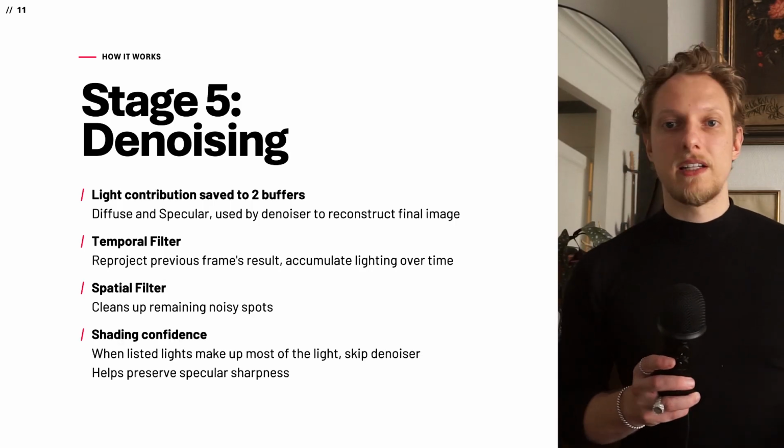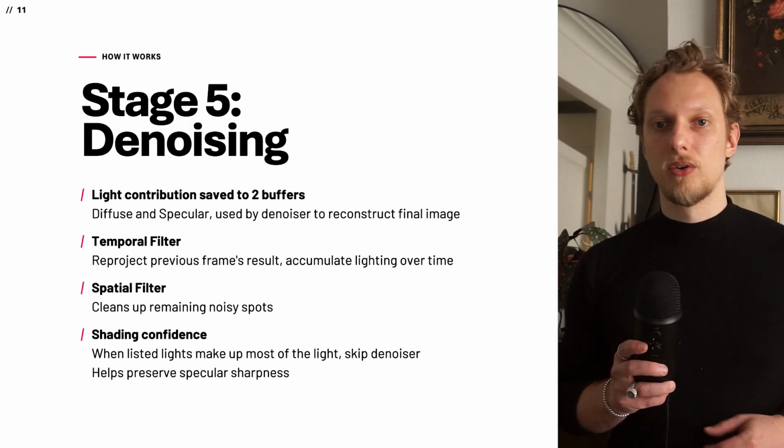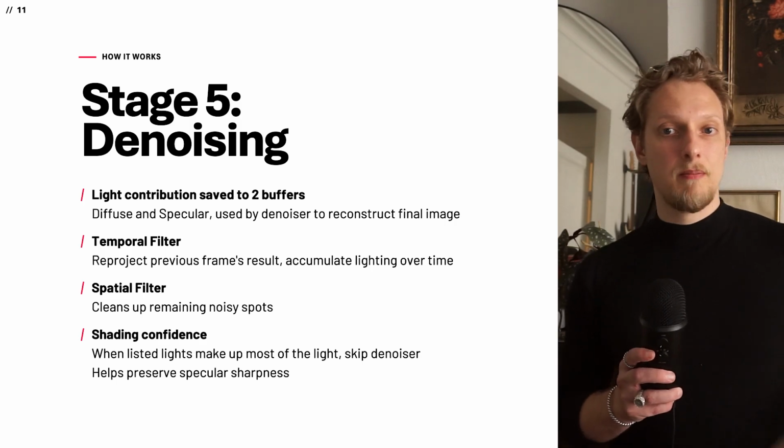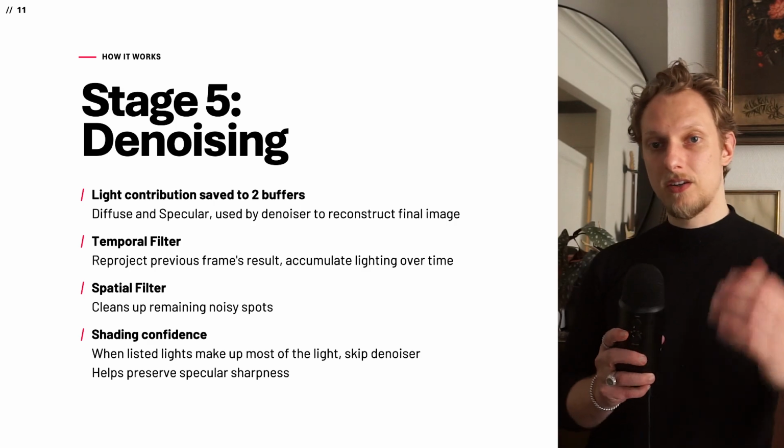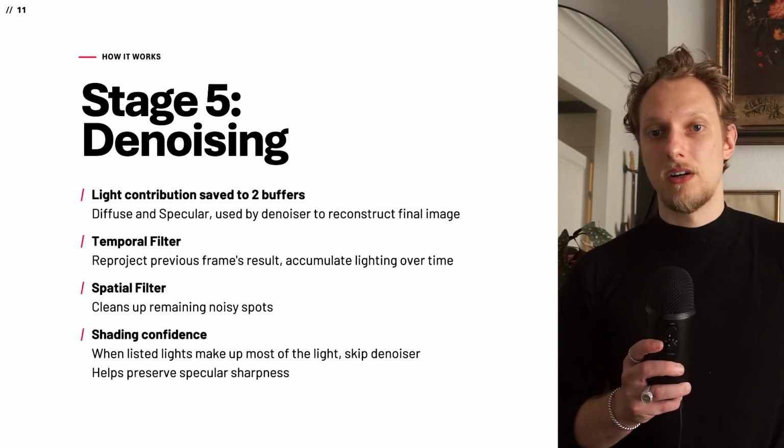If the visible light list accounts for a large fraction of the total expected energy at a pixel, MegaLights flags that pixel as low noise, and it just skips the entire denoiser and passes it straight to TSR. This helps preserve specular sharpness, which is especially important on character faces, which can be sensitive to blurring.